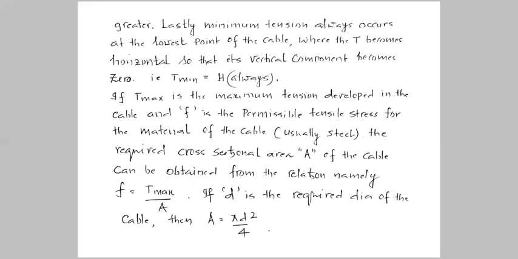If Tmax is the maximum tension developed in the cable and F is the permissible tensile stress for the material of the cable, usually steel, the required cross-sectional area A of the cable can be obtained from the relation F is equal to Tmax by A. If D is the required diameter of the cable, then area is given by A is equal to pi D squared by 4.